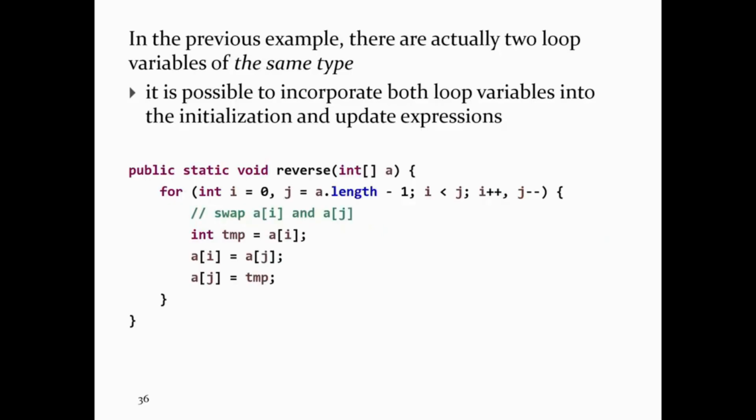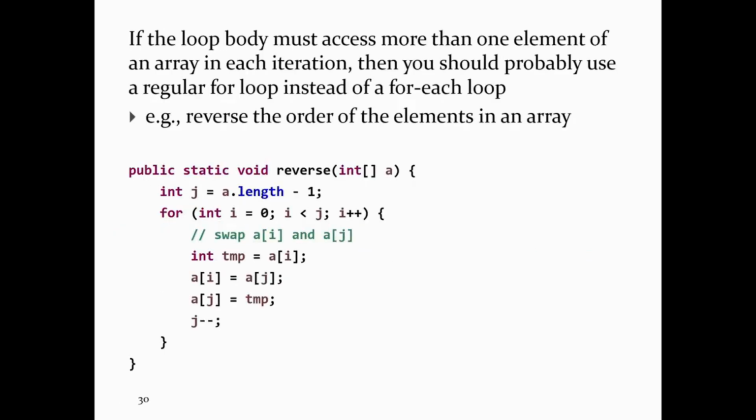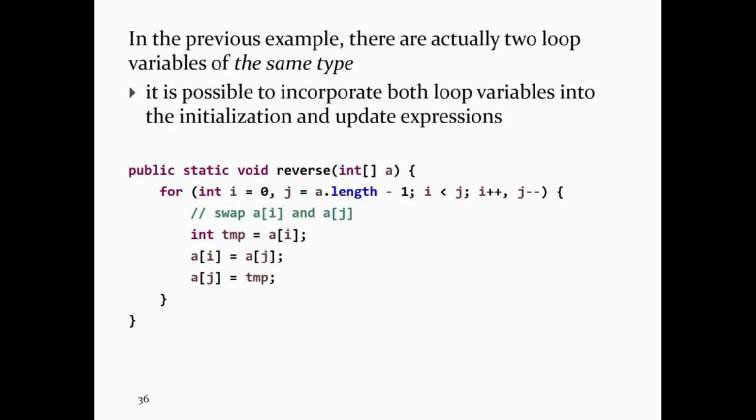Okay, and so in this example here, there's really two loop variables. There's i and there's j. In Java, you can write a loop using more than one loop variable. So here, instead of declaring j outside the loop, I can declare j when I declare i. So int i is equal to 0, comma, j is equal to the length of the array minus 1.